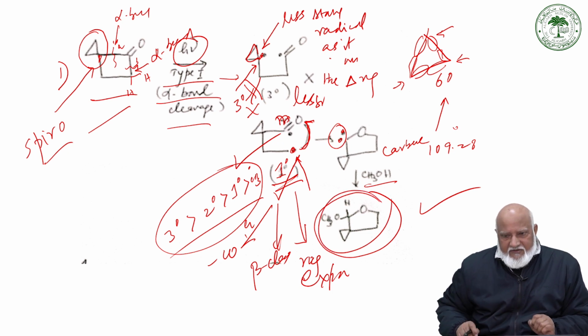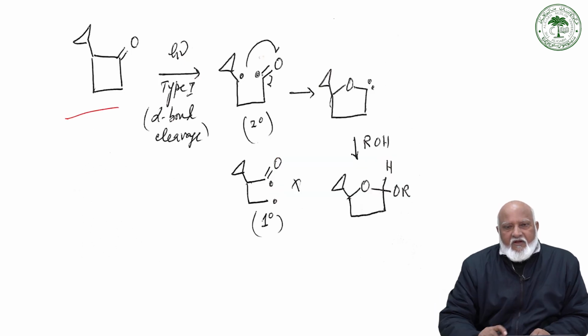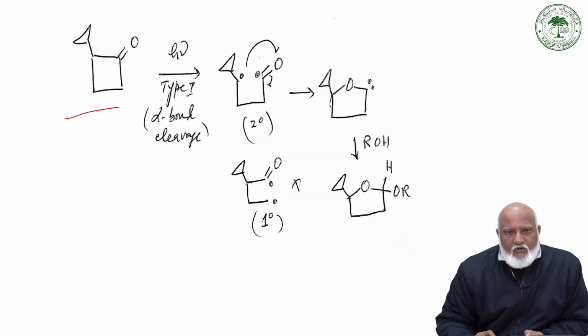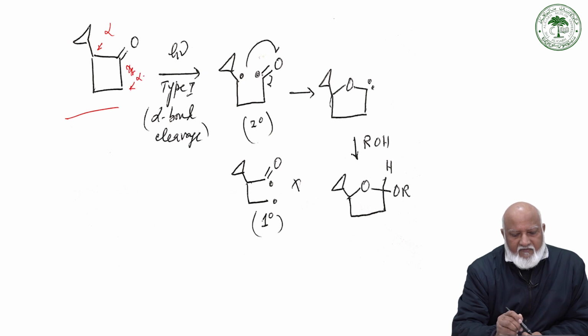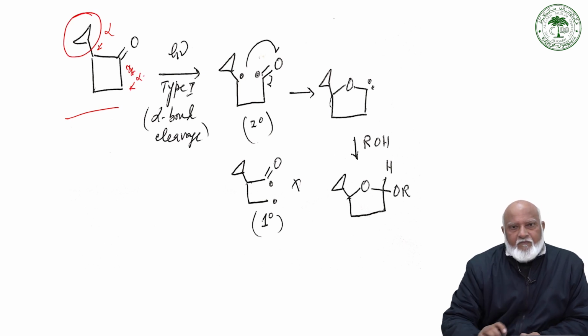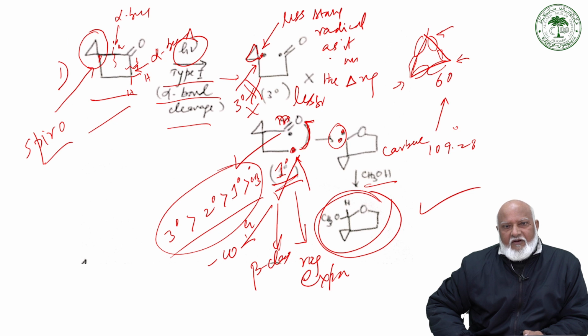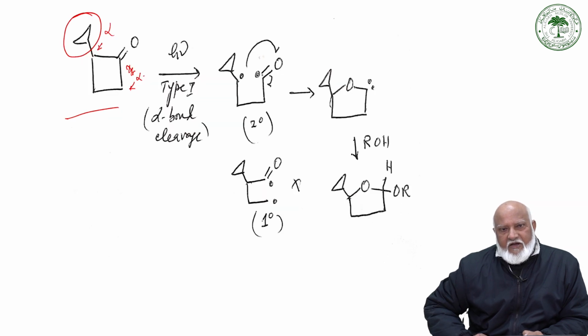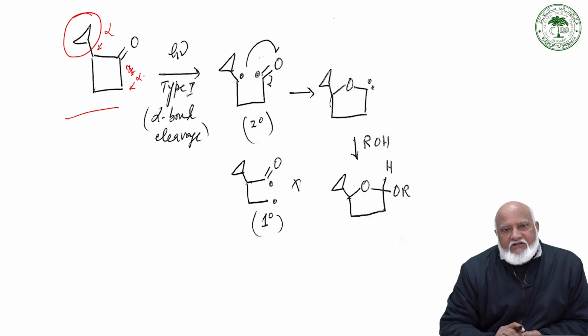So now let us see the second example of this series. This is the second example where the cyclobutanone has one of the carbons, this is an alpha carbon, this is also an alpha carbon, and one of the alpha carbons is substituted by a cyclopropyl group. Now look at this. This is the difference from the earlier example. The earlier one was a spiro-type substituent. Here the cyclopropane is present as a substituent in this case.